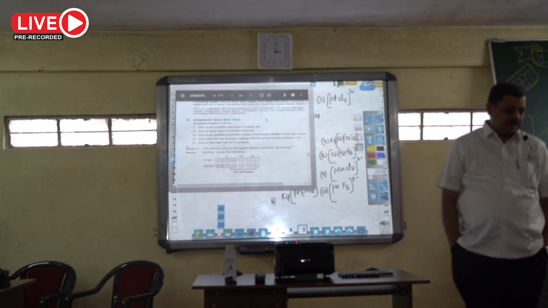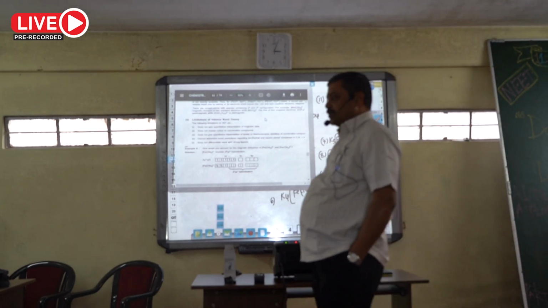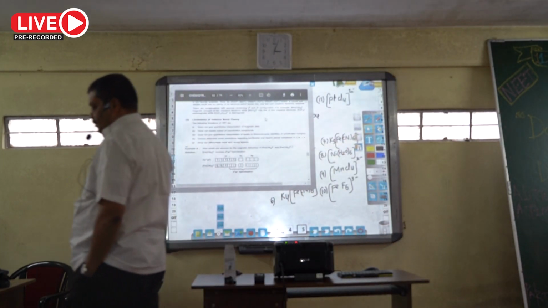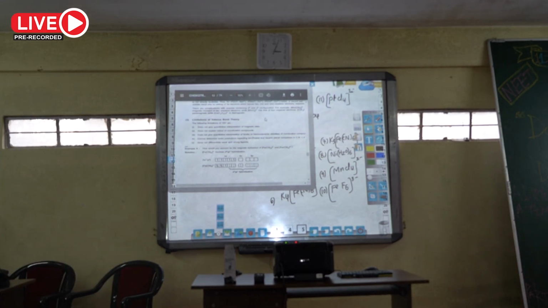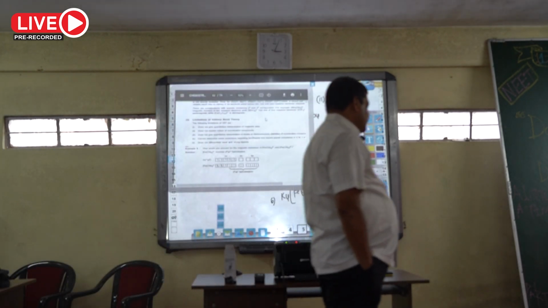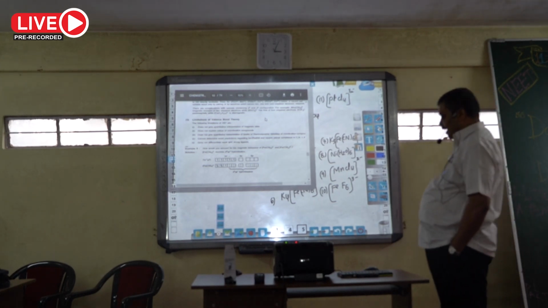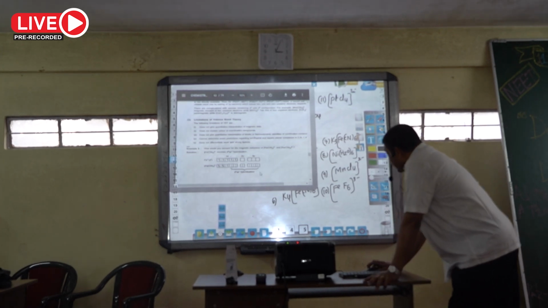Cannot explain why complexes with 4 coordination number can have 2 shapes, that is tetrahedral, and the second one square planar. The next one, last one, cannot differentiate the strength of the ligands.